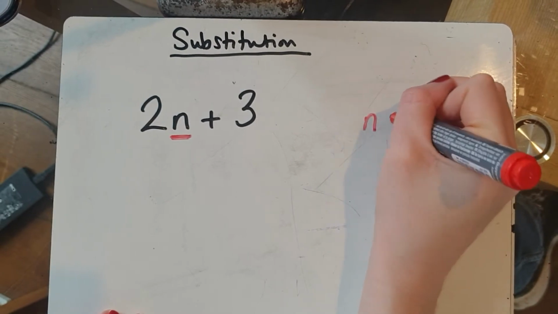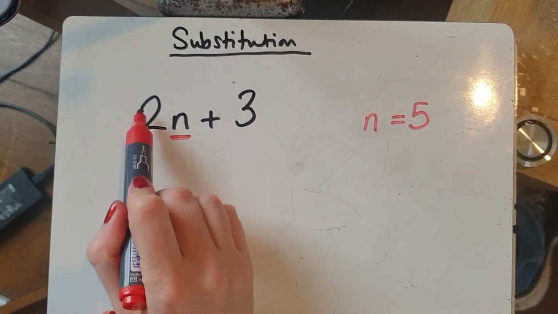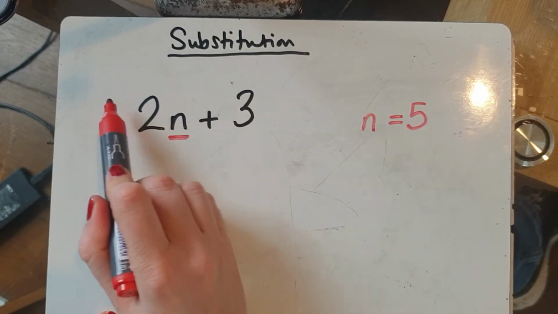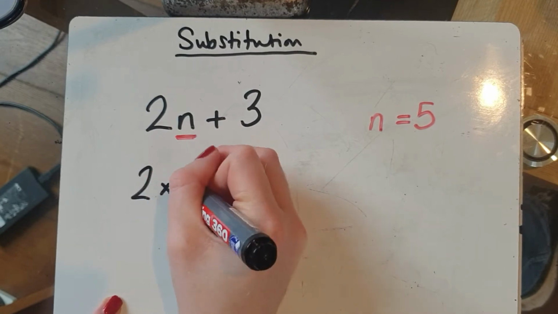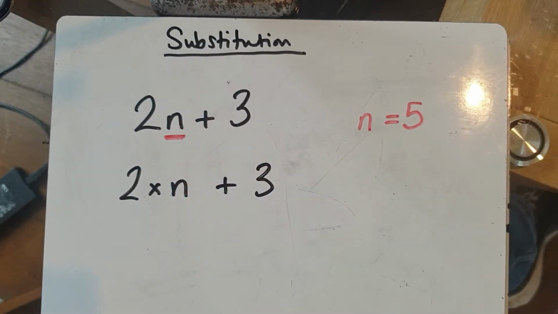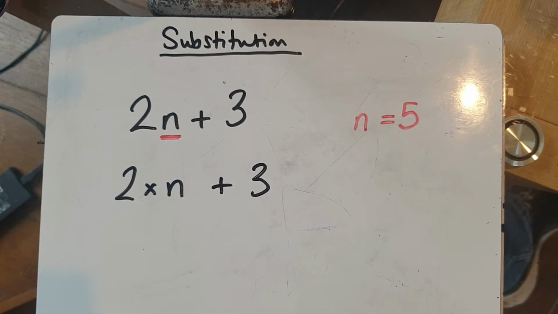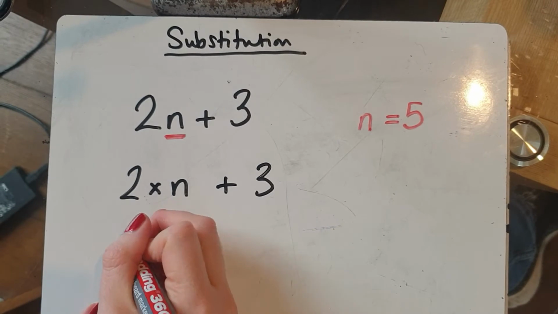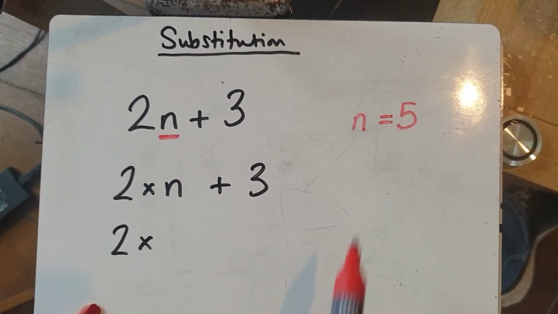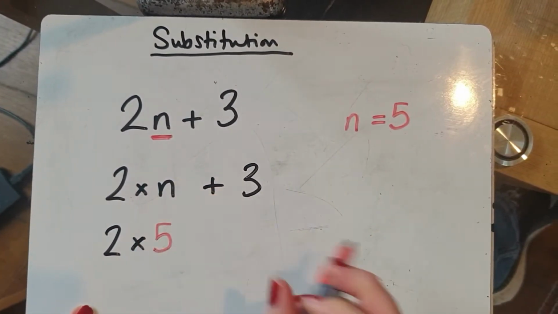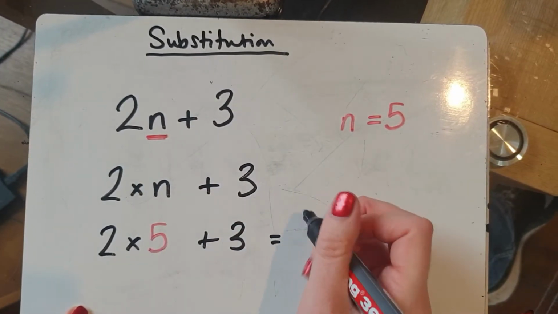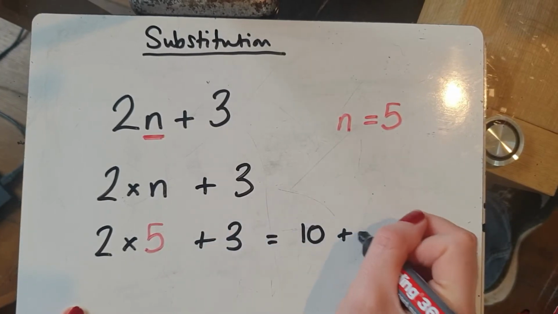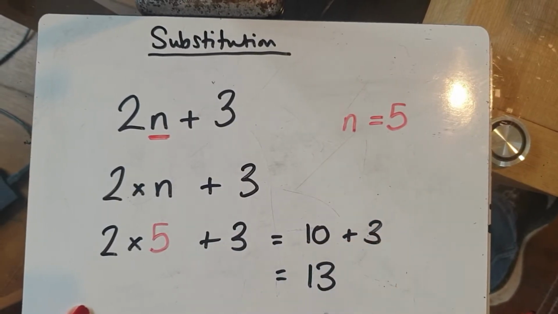If n was equal to 5, I need to think very carefully about what this actually means. Because what this actually means is 2 times n plus 3. And rules of the order of operations means I do multiplication first. So if n is 5, I'm going to do 2 times n, which is 5, and then I'm going to add 3, which gives me 2 times 5 is 10, plus 3, which is 13.